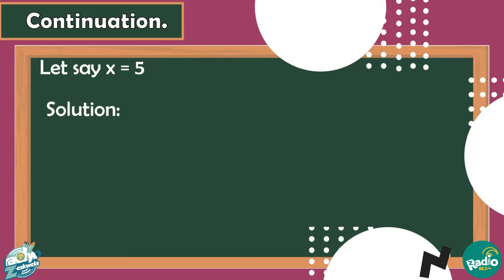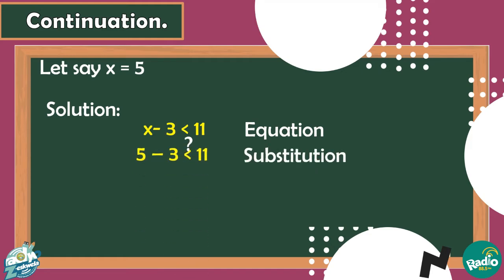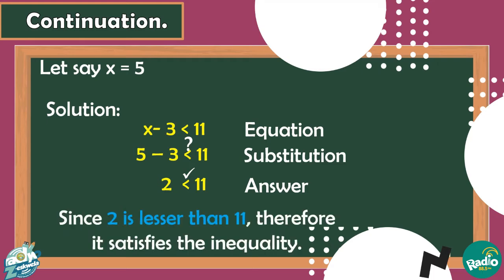Let's say x = 5. The given inequality is x - 3 < 11. Substitute the value of x, which is 5. The inequality becomes 5 - 3 < 11. By simplifying, we got 2 < 11. Since 2 is lesser than 11, therefore, it satisfies the inequality.